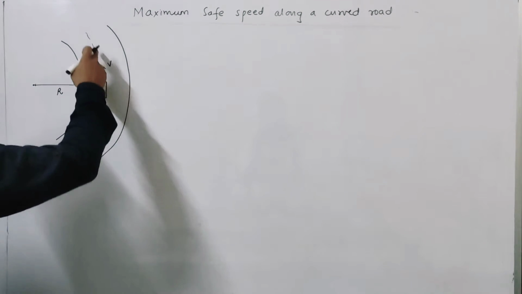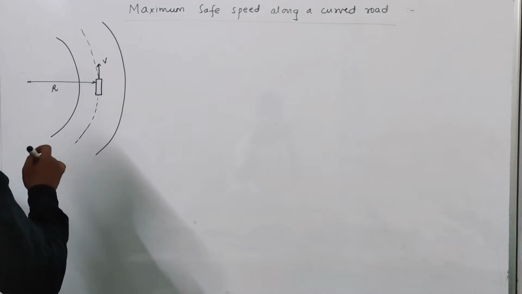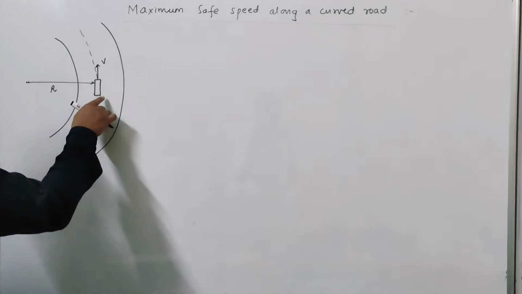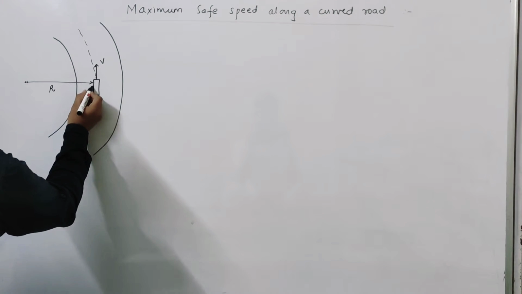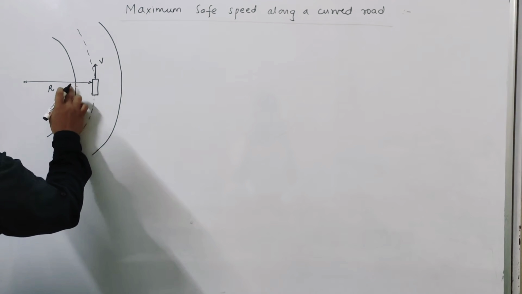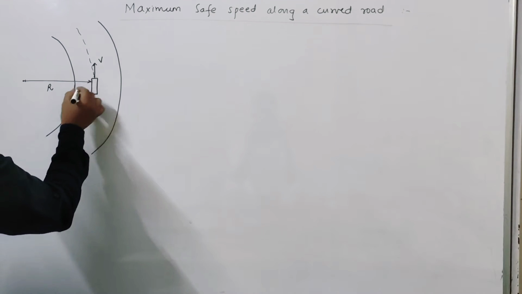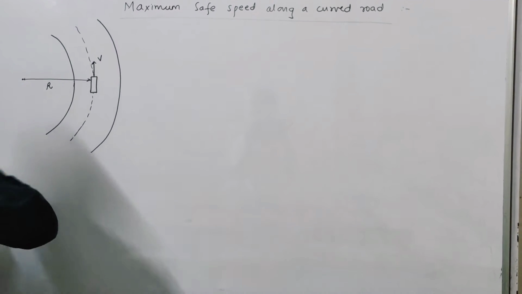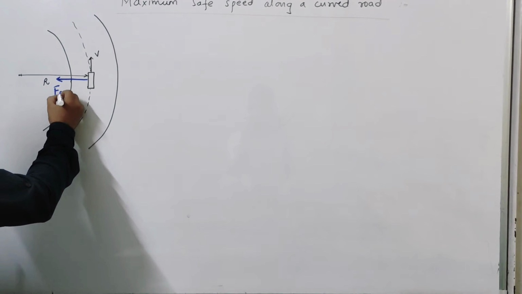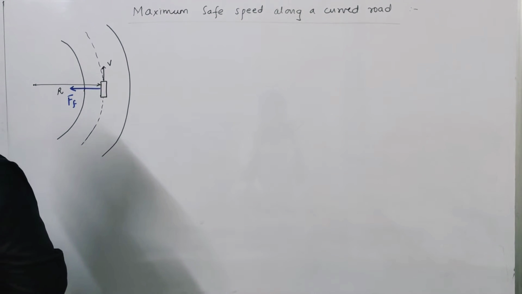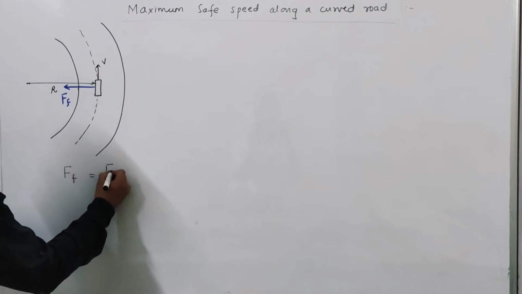Since the vehicle is moving in a circular path, it requires centripetal force, and the necessary centripetal force in this case is provided by the frictional force between the tire and the road surface. So the frictional force acts as the centripetal force in this case. The frictional force is directed towards the center of the circle. Let us show it with another marker. Frictional force. So the frictional force provides the necessary centripetal force.